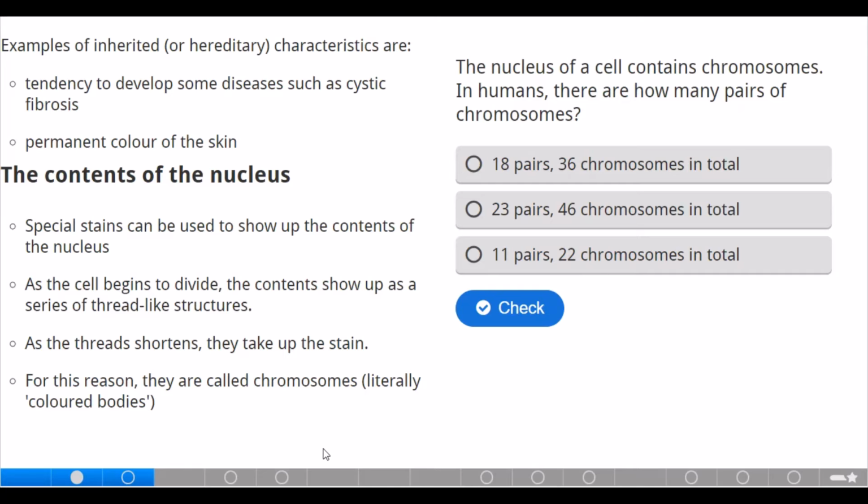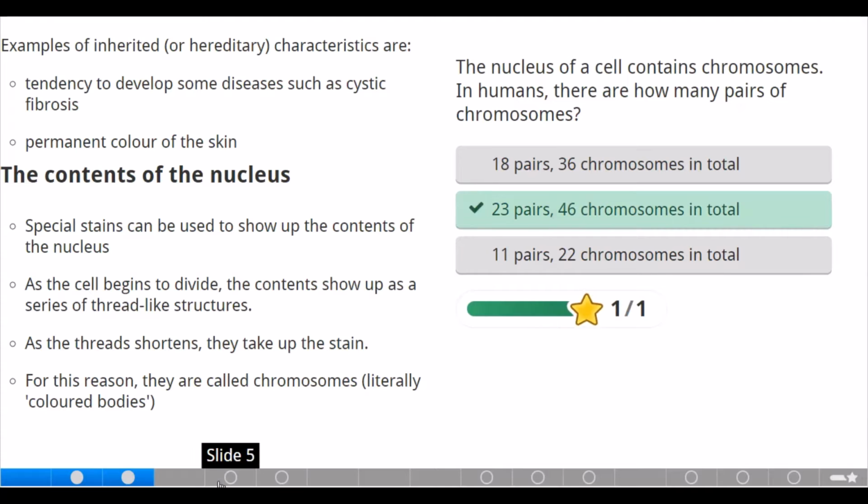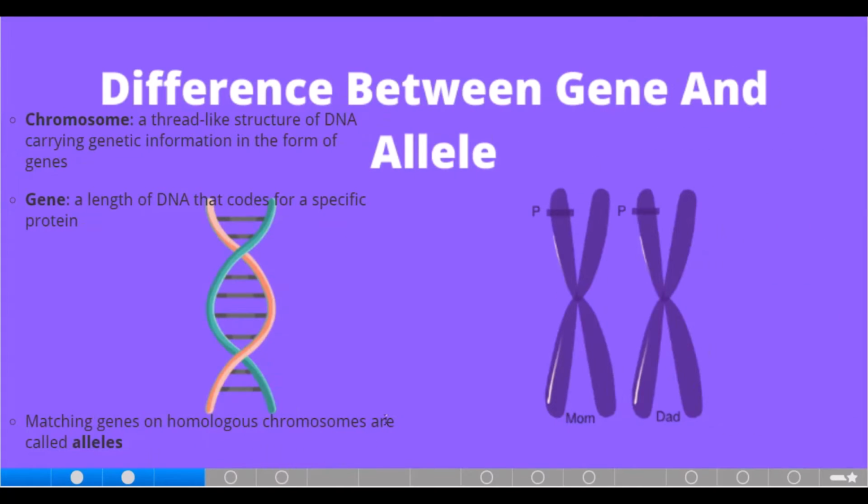The nucleus of a cell contains chromosomes. In humans, there are how many pairs of chromosomes? In humans, there are 23 pairs of chromosomes and 46 chromosomes in total. To differentiate a gene from an allele: a chromosome is a thread-like structure of DNA carrying genetic information in the form of genes. The gene is the length of DNA that codes for a specific protein, while matching genes on homologous chromosomes are called alleles.